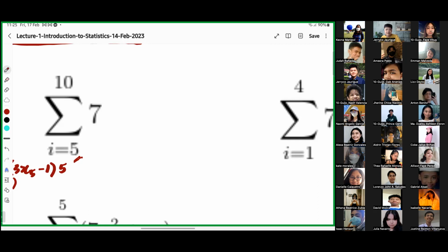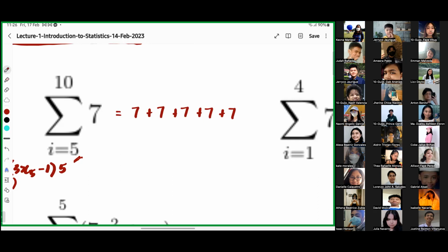7 times 5 lang po. 7 times 5. So you're saying na 7, 7, 7, 7, 7. Ganon. Tama? Alright, sige, let's check kung tama si Kiona. Ang ibig sabihin nitong I equals 5 to 10, ibig sabihin magsisimula tayo sa 5, sa 6, sa 7, then 8, then 9, then 10.